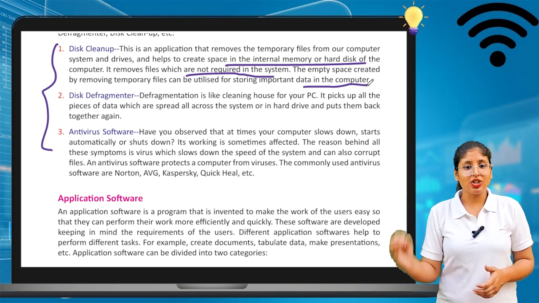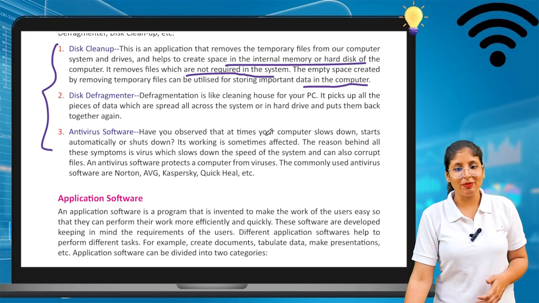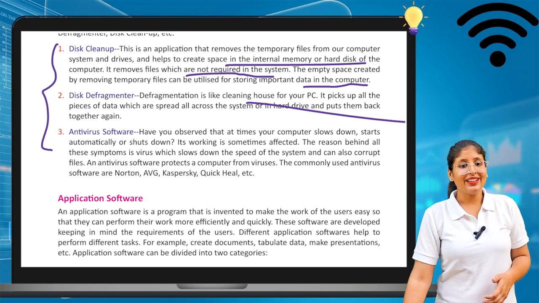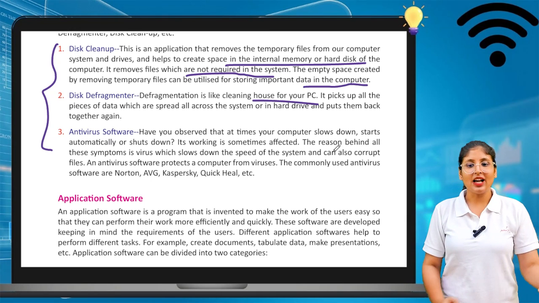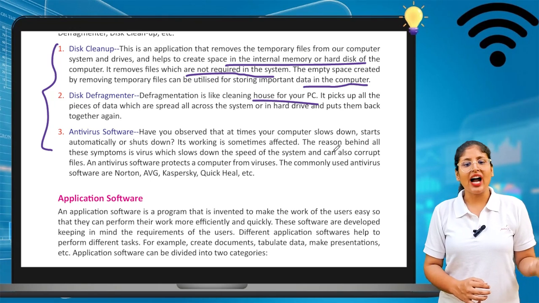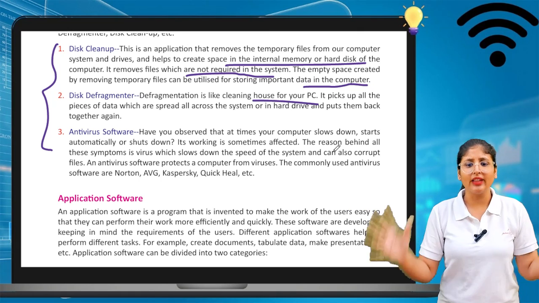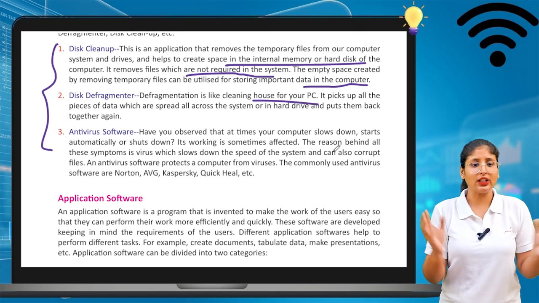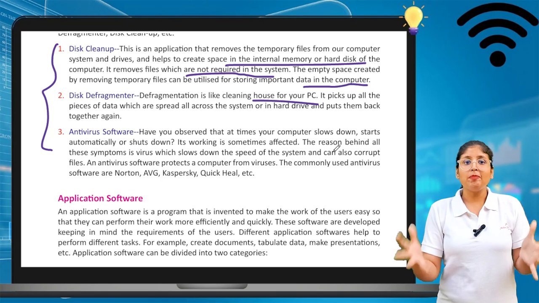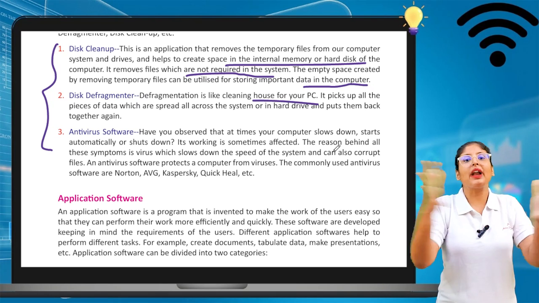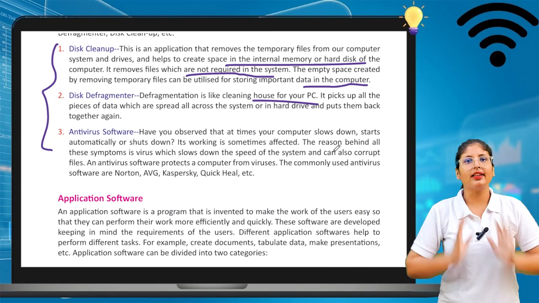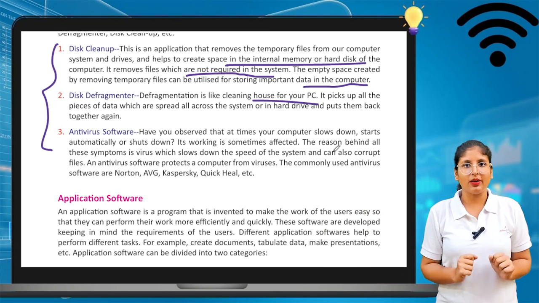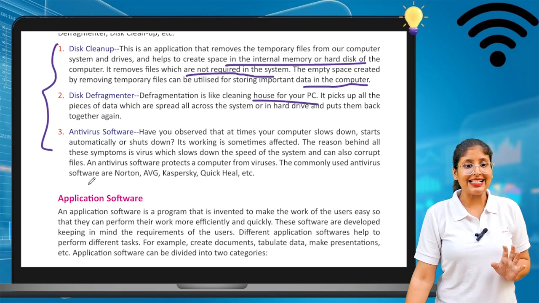So defragmentation is like cleaning house for your PC. Like in the home we do cleaning, in the computer also they do cleaning. It picks up all the pieces of data which are spread across the system or the hard drive and puts them back together. The data which is spread in the computer is put together in the same format. This is done by the disk defragmenter.